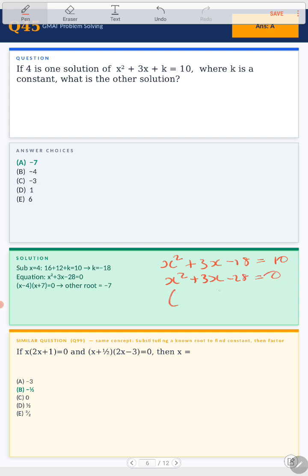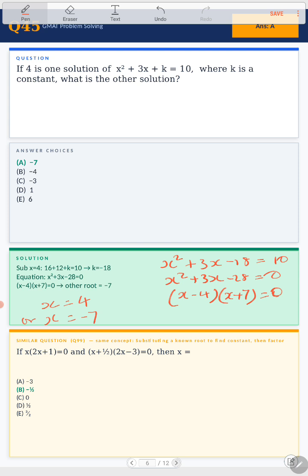Remember, we are looking for 2 numbers. If we multiply them, it will give us minus 28. If we add them, it will give us 3. And those 2 numbers are 7 and 4. Minus 4 times 7 is minus 28. 7 minus 4 is 3. That's why we have minus 4 and 7. And if you turn up the other side of the equality, s minus 4, s plus 7. So s becomes 4, or s is minus 7. So the other root is minus 7.